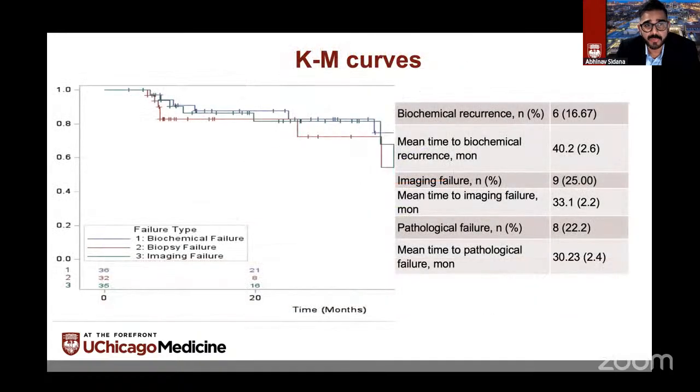Even though we ablated smaller amount of prostate tissue, since it was done with fusion guidance, we believe that we achieved appropriate margin for these patients, and that was reflected in our results. Our pathological failure rate was only 22%, and this includes both in-field and out-of-field failures, in all the patients who got biopsied.